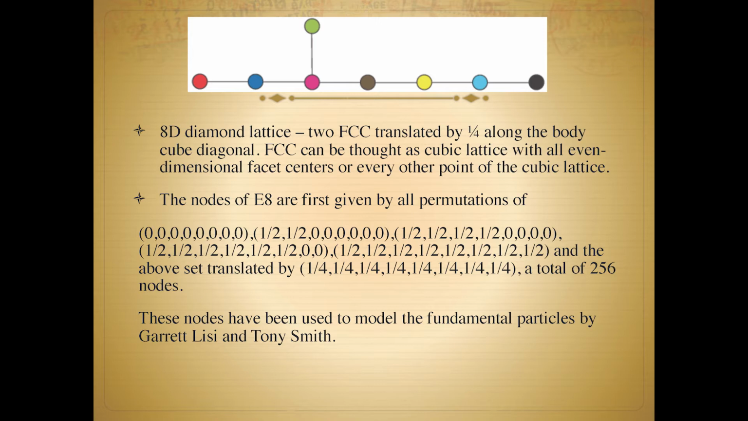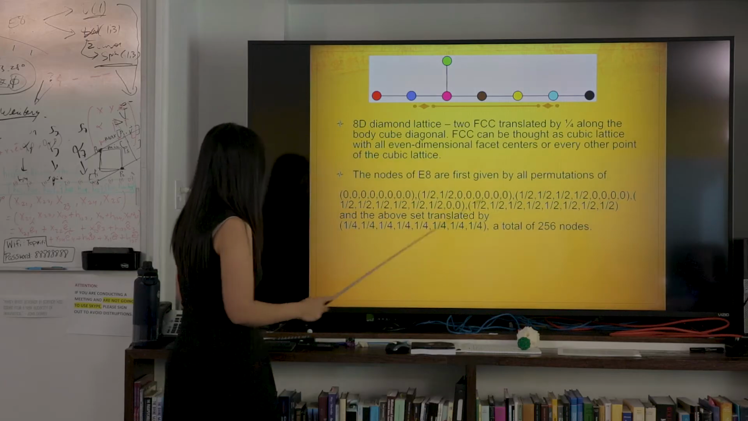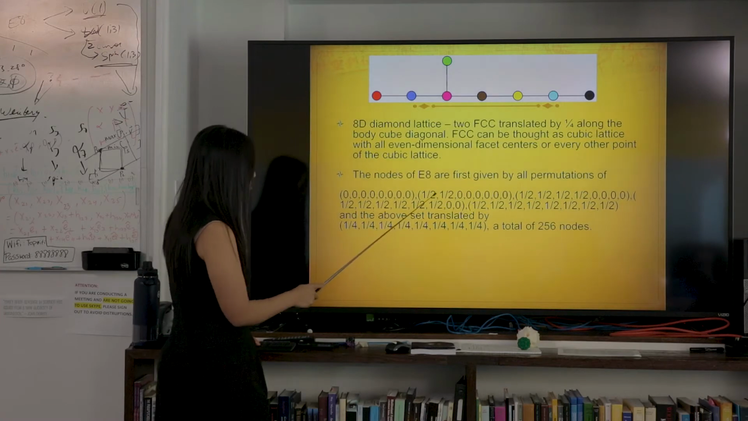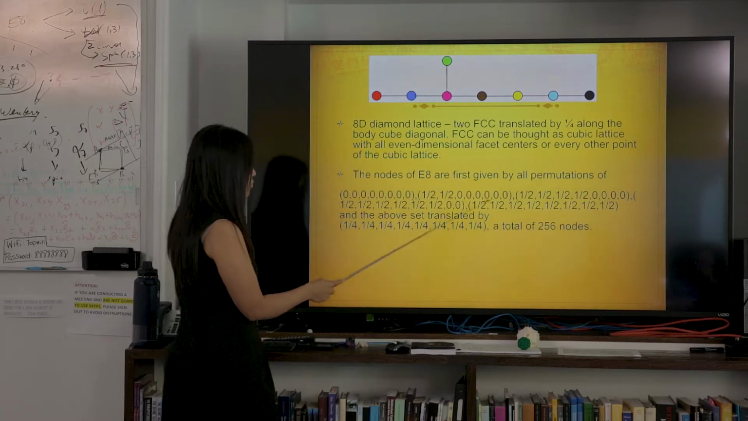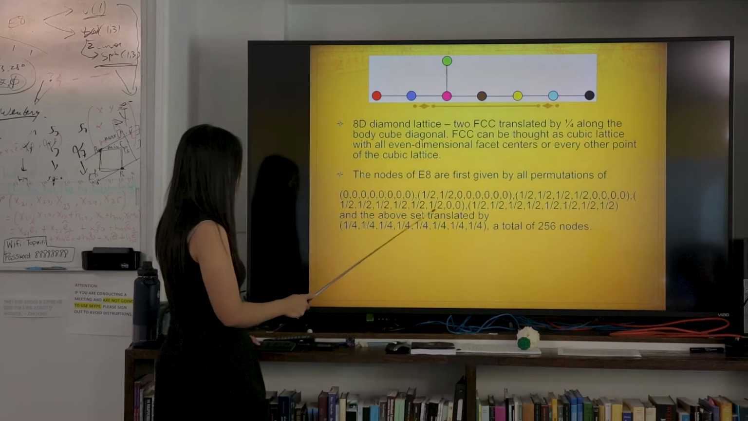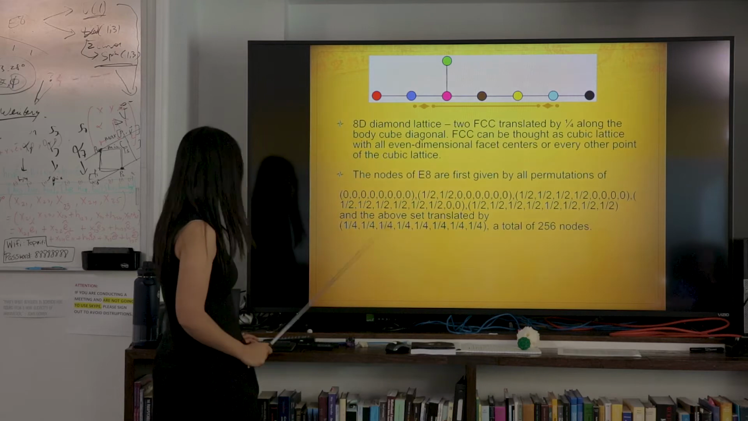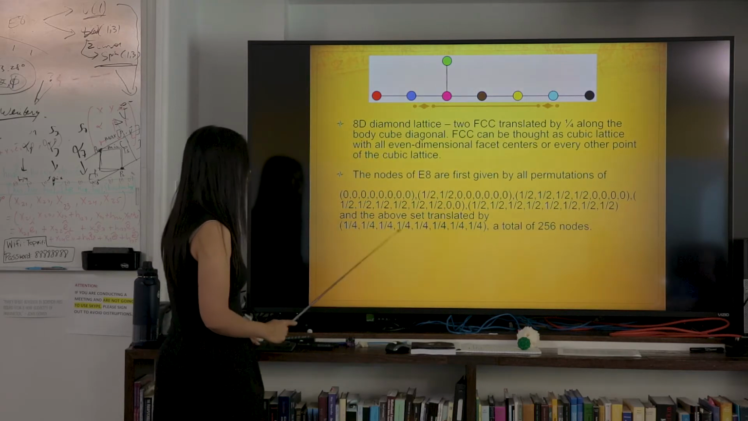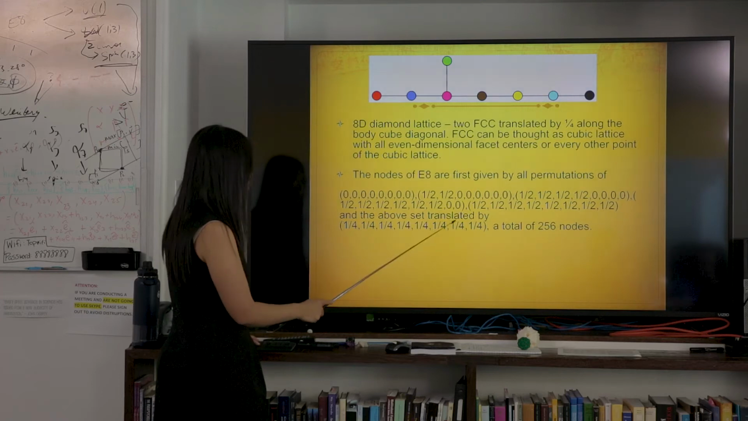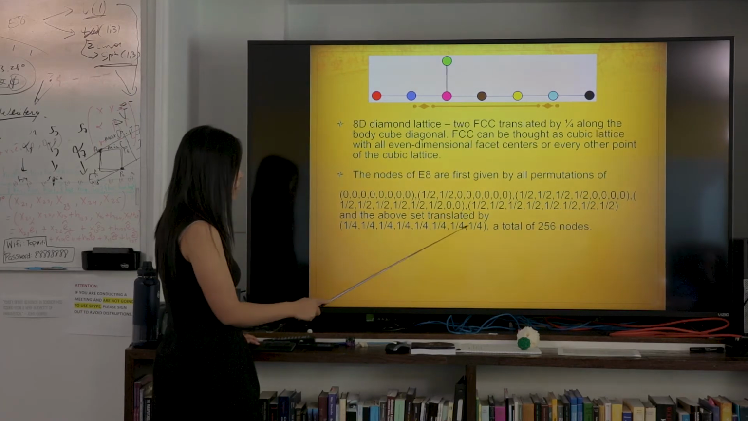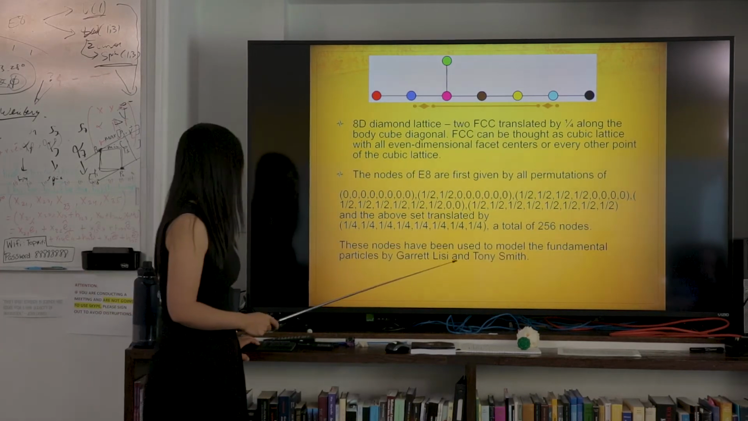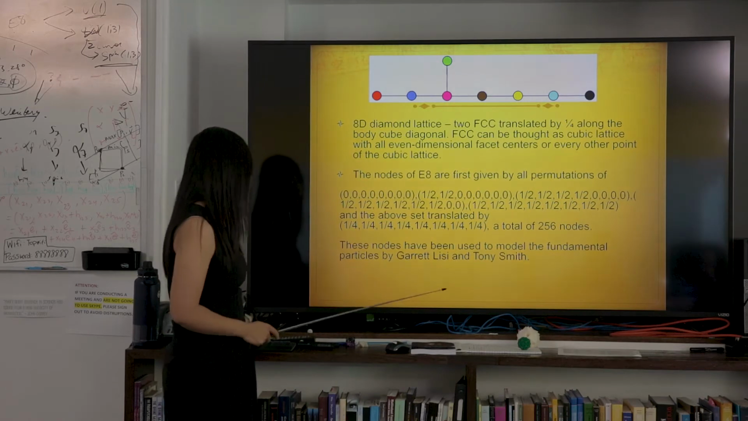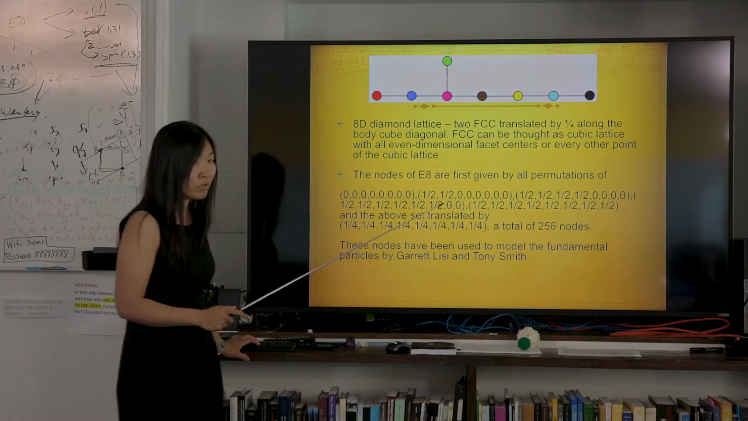And the nodes of E8 are first given by all permutations of these numbers, 0, and then there's this. You can see this is the even. This is a 2 facet, right? The center of 2 facet, center of 4 facet, center of 6 facet, center of 8 facet. Okay, and the above set, that's an FCC, and the above set translated by 1/4 along the diagonal direction, and it has a total of 256 nodes. These nodes have been used to model the fundamental particles by Gerlis and Tony Smith and a lot of others.